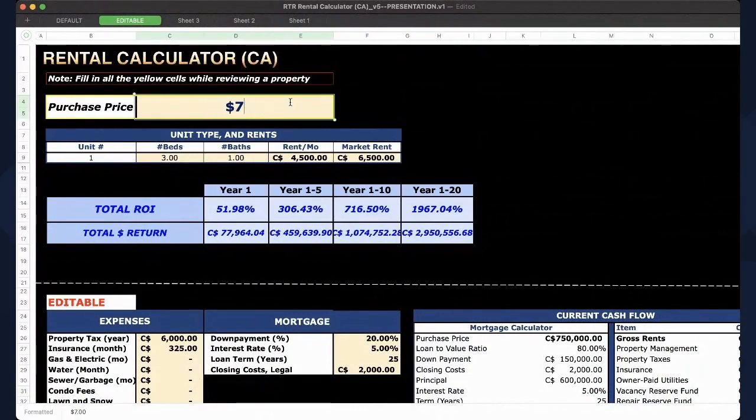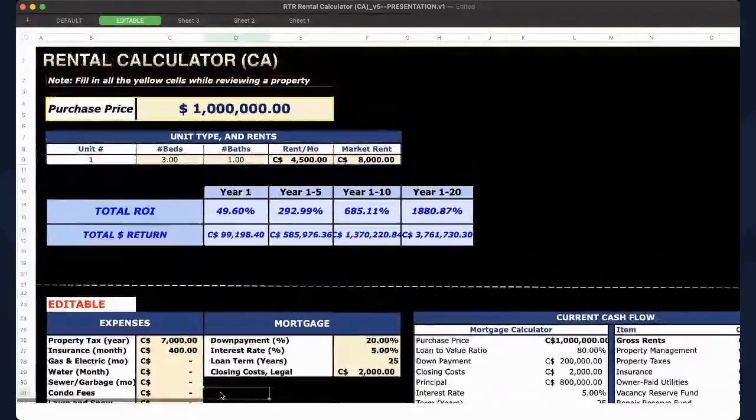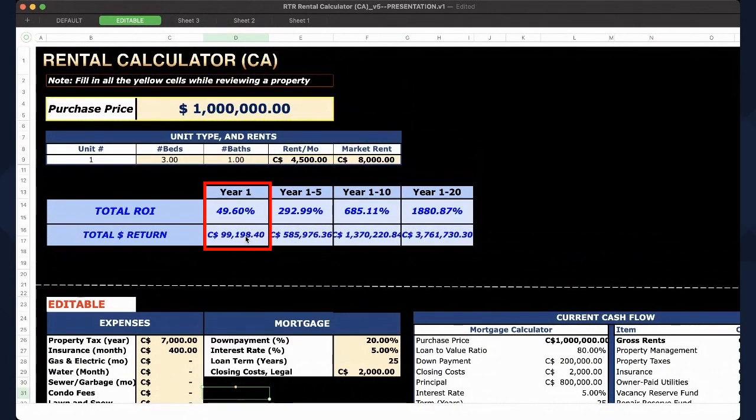If we're going to do that again, we have other properties, let's say in Toronto at $1 million that are renting for $8,000 per month. Now, that might cost me 7,000 in property taxes and maybe 400 in insurance. Maybe it's a high insurance location. Remember, everything else stays the same. We're now hitting 49% on our money. So if you're targeting the same area, there are not very many numbers that you have to change. You can get these numbers really, really quickly.